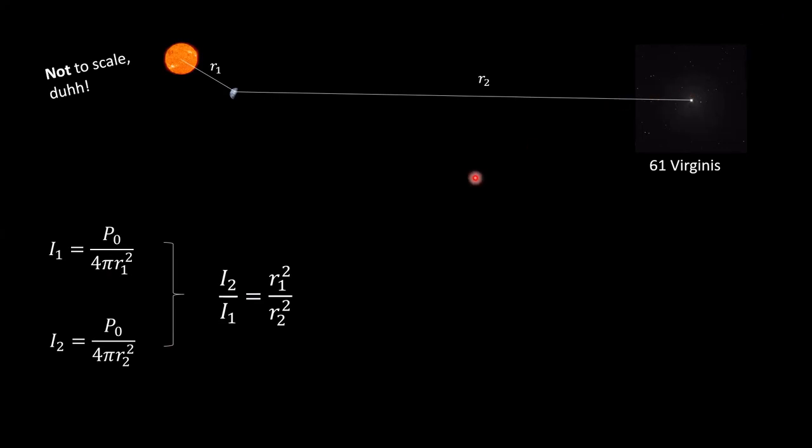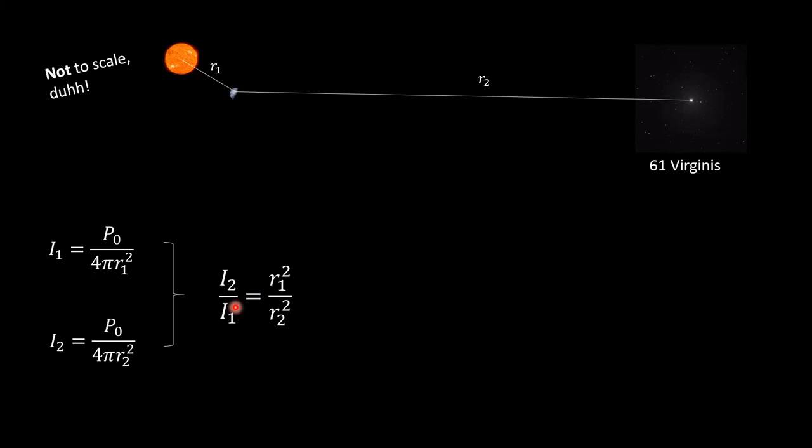Okay, so I will express it this way. The ratio of the intensities from these two sources is equal to the reciprocal ratio of the squares of the distances. I think that's a nice way to put it. If you want to know the ratio of the intensities, just take the ratio of the distances, but the reciprocal, and don't forget to square it.